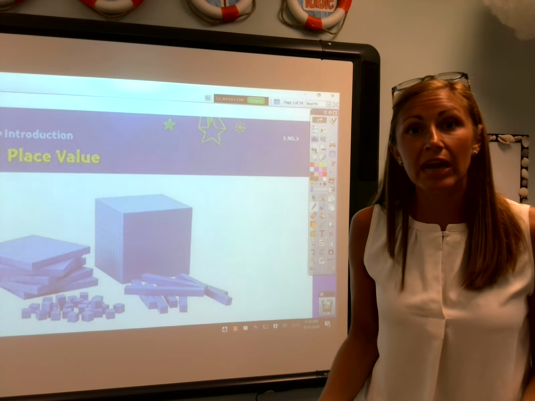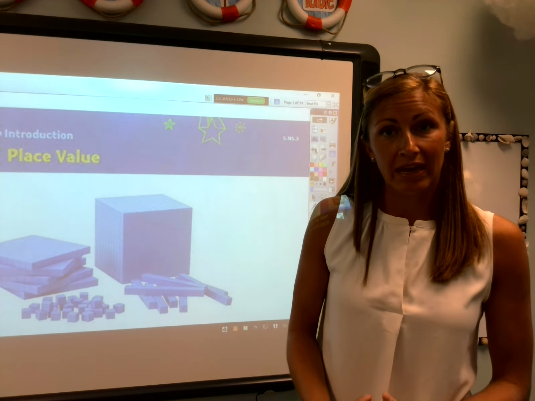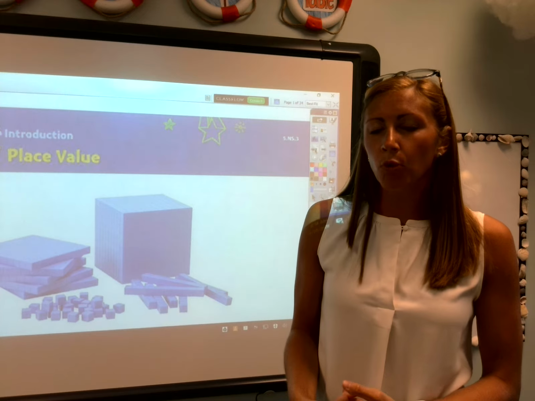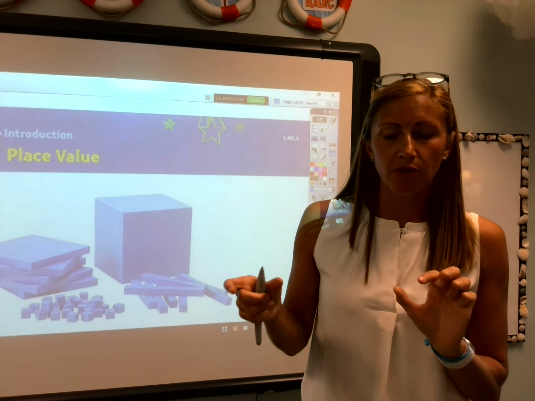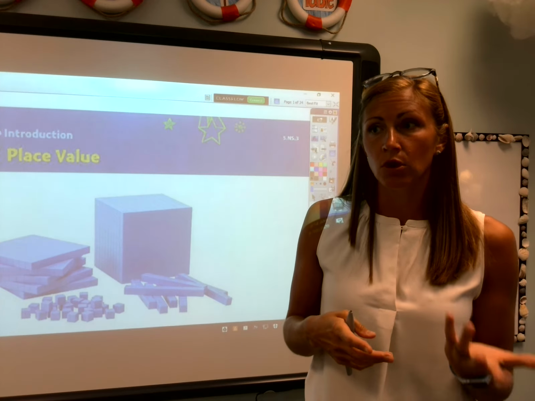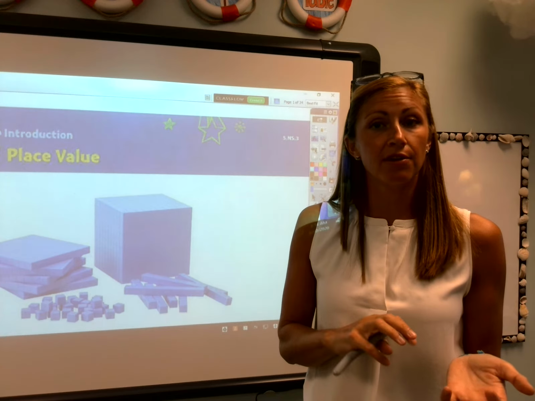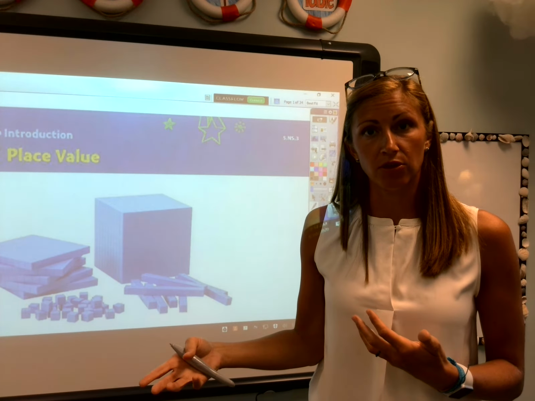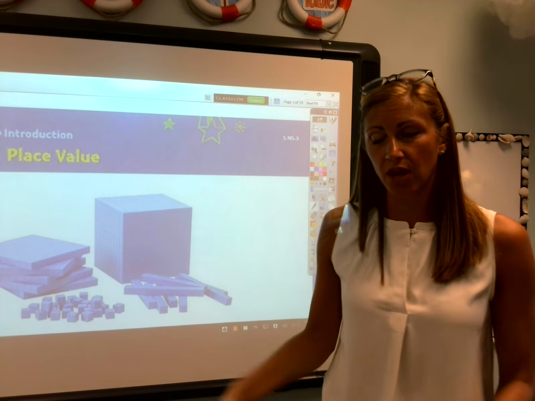So we're going to be looking at knowing and identifying the different place values, but more importantly, how the different place values relate to one another. So if a digit is in one place value, what's the value of that digit and how does it change in a different place value if we were to have that digit there?